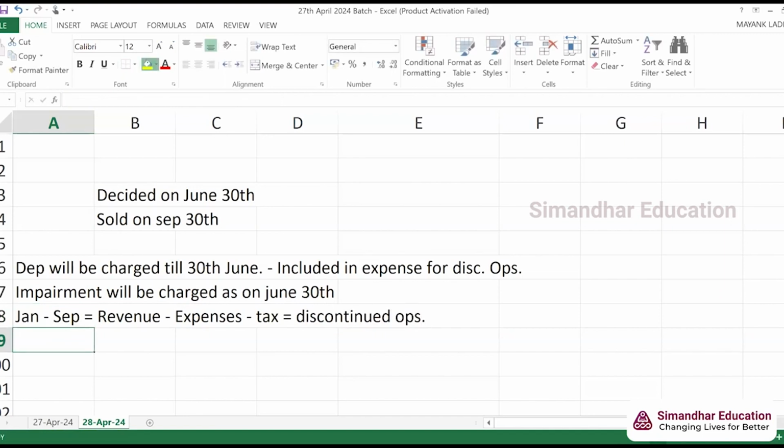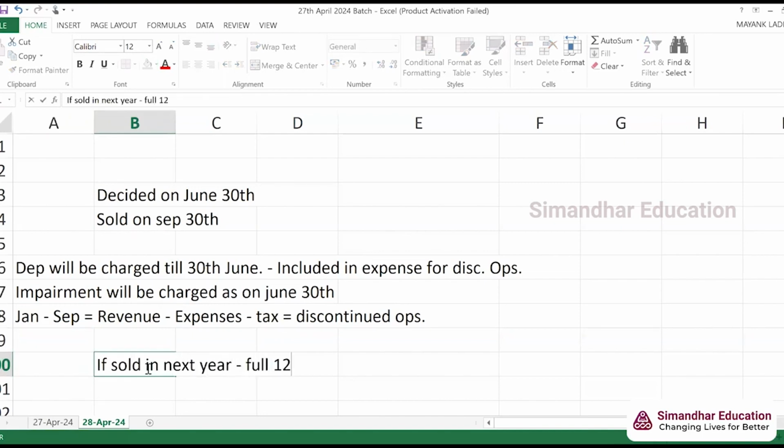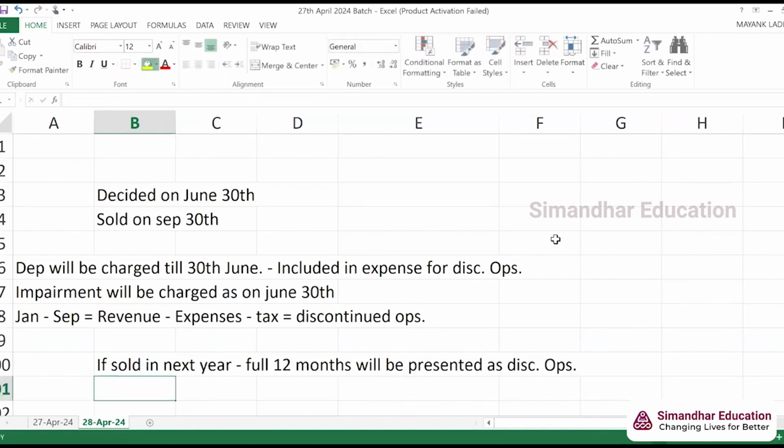Okay. This is sale of a component or division. We are not talking about sale of an asset. Okay. Now, if we sell in the next year, full 12 months will be presented as discontinued operations. I am repeating once again. Once an operation is classified as discontinued operation, from January till the date of disposal, it is shown under discontinued operation.